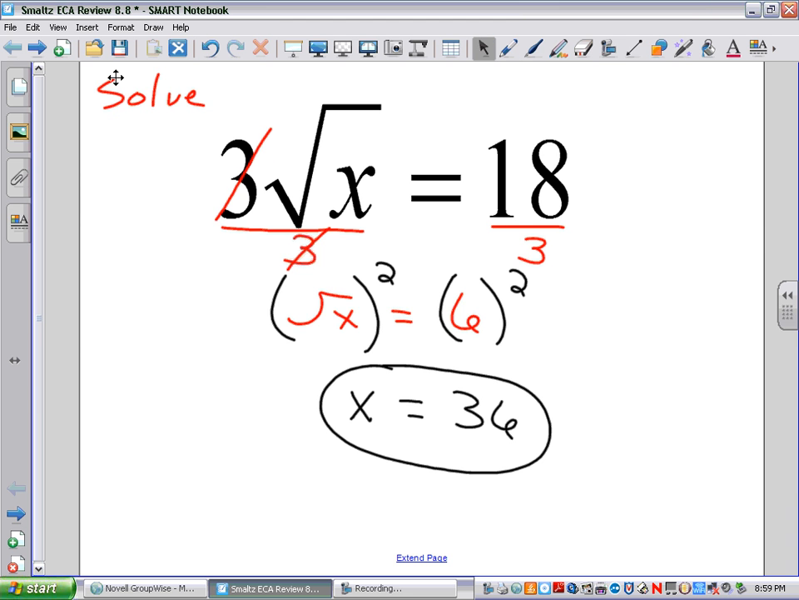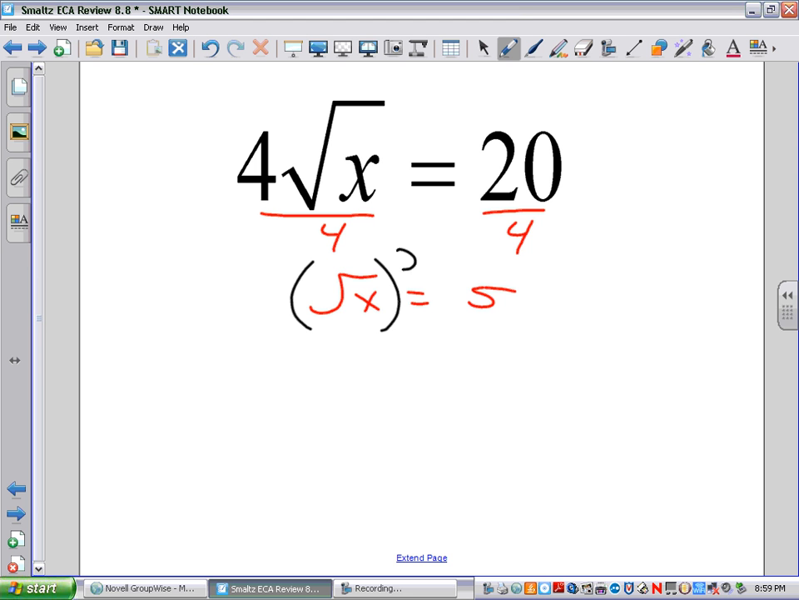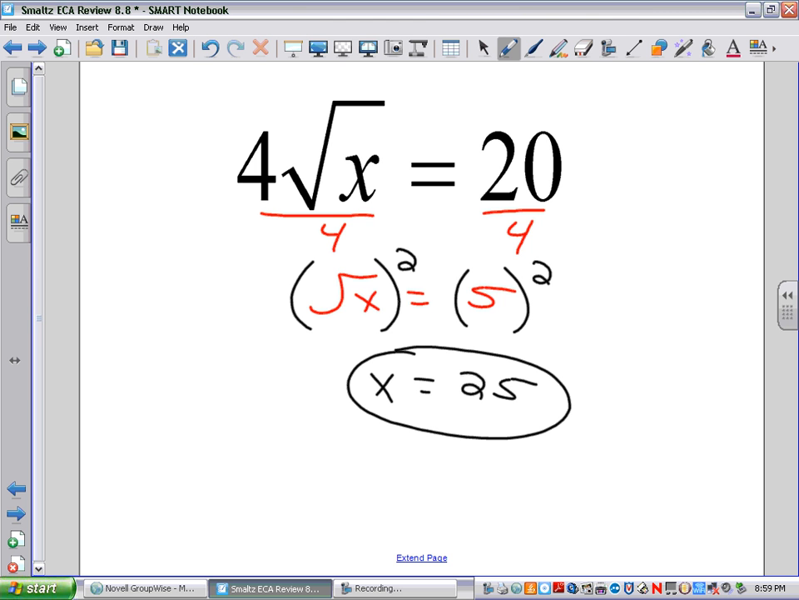If you look at the second one, on this one you would start off by dividing each side by 4. You're left with the square root of x equals 5. And then square both sides, so square the left side, square the right side. You're left with x is an answer of 5 squared is 25. And there's your answer.